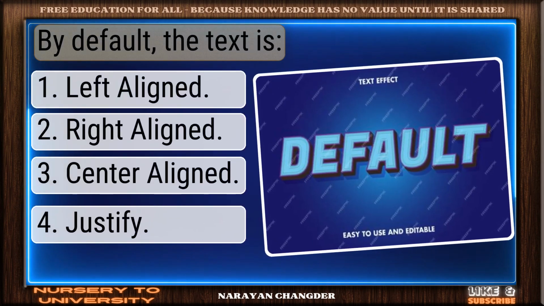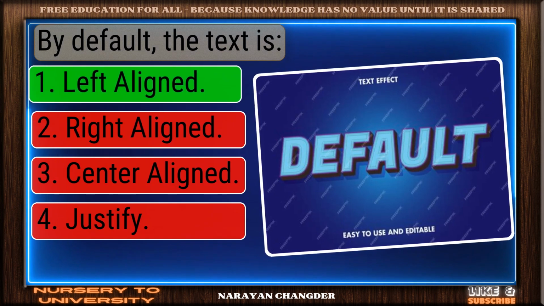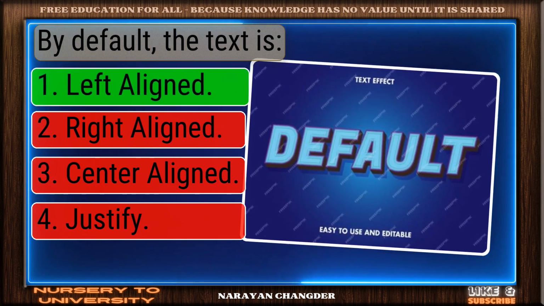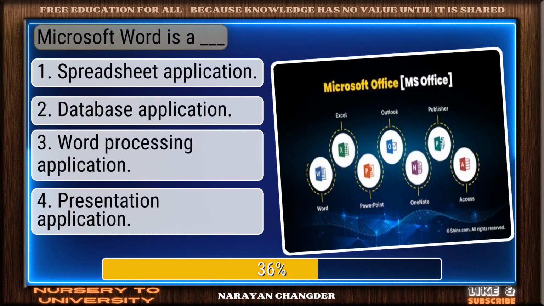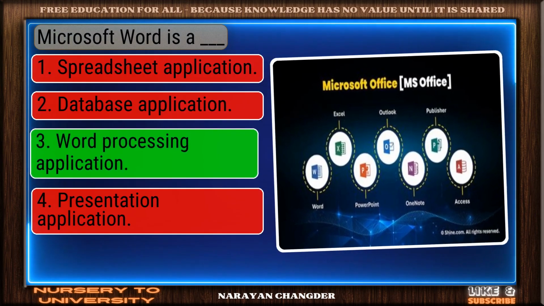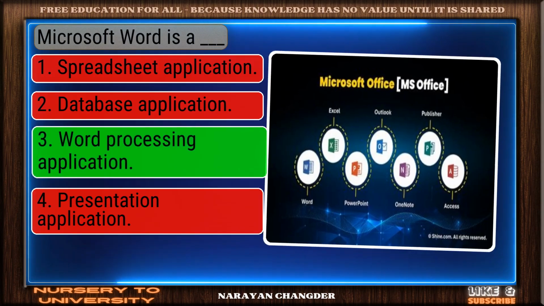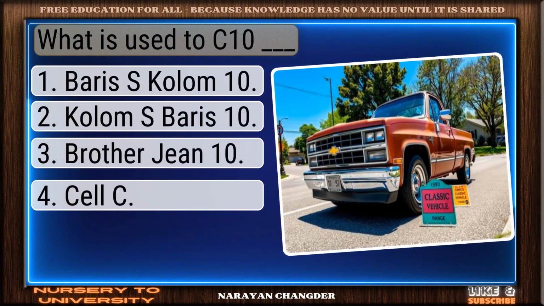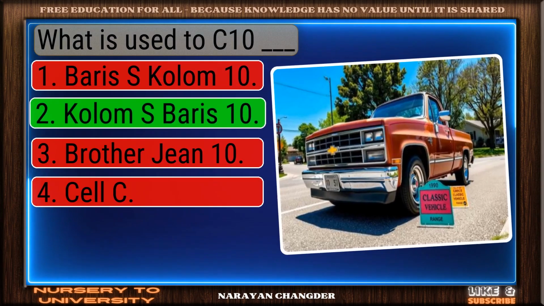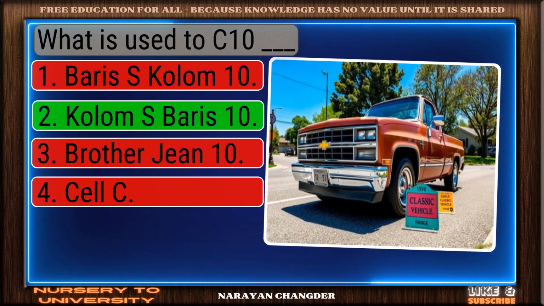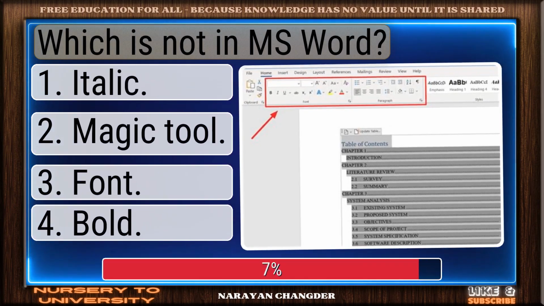By default, the text is. Smart pick. Left aligned is the correct choice. Microsoft Word is a dash. Smart move. Word processing application is an accurate answer. What is used to select C10 dash? Right choice. Column C, row 10 is the best answer. Which is not in Ms Word?